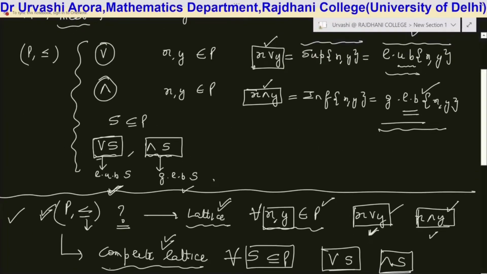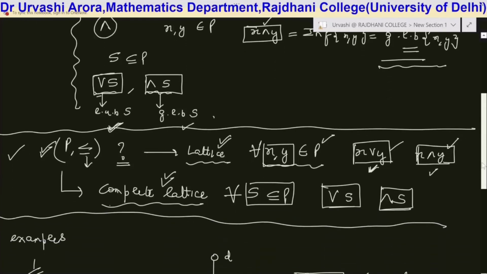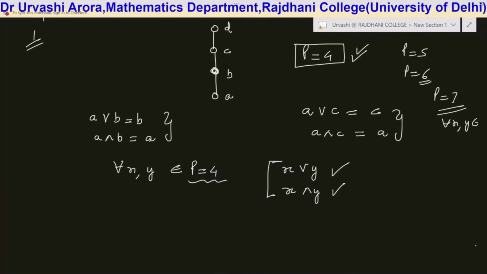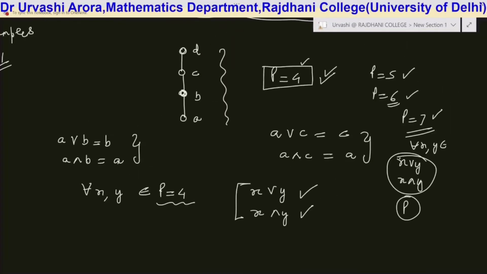belonging to P, they will always have a join and they will always have a meet. Because join of x and y will always exist and meet of x and y will always exist, these chains, the chain of 4 elements, the chain of 5 elements, the chain of 6 elements, the chain of 7 elements, all these are lattices.